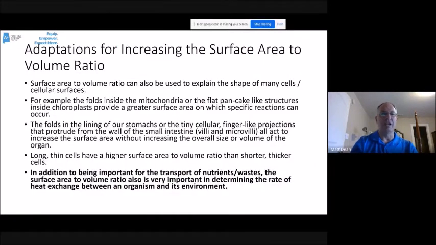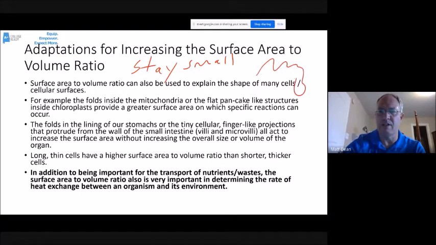So here's some adaptations for increasing the surface area to volume ratio. One of those is just to stay small. That's probably the most important one. But other ways is to have a folded membrane, like in the mitochondria. The inner membrane of the mitochondria is all wavy. So that increases the surface area to volume ratio.